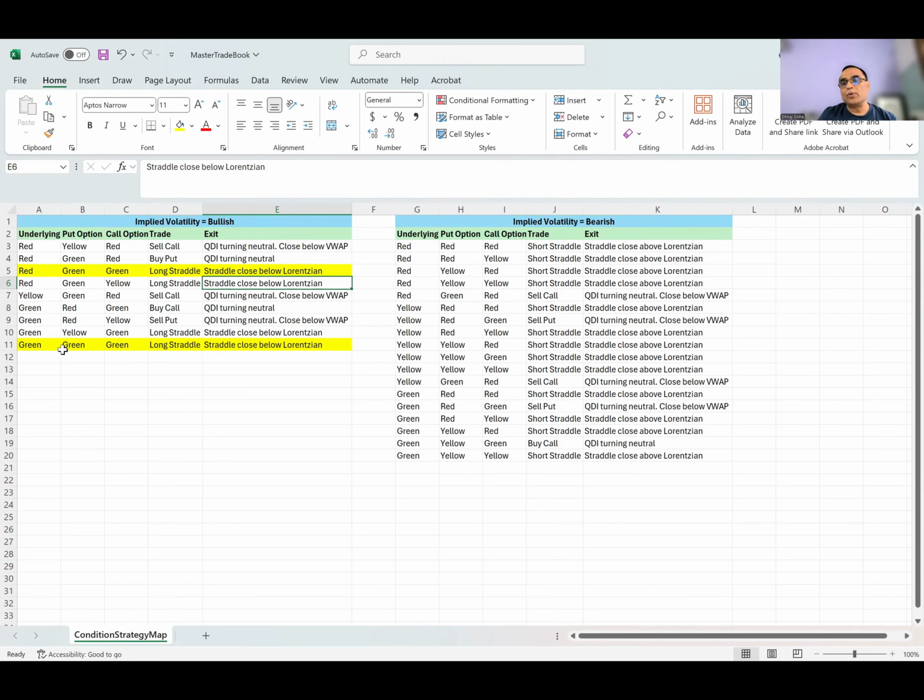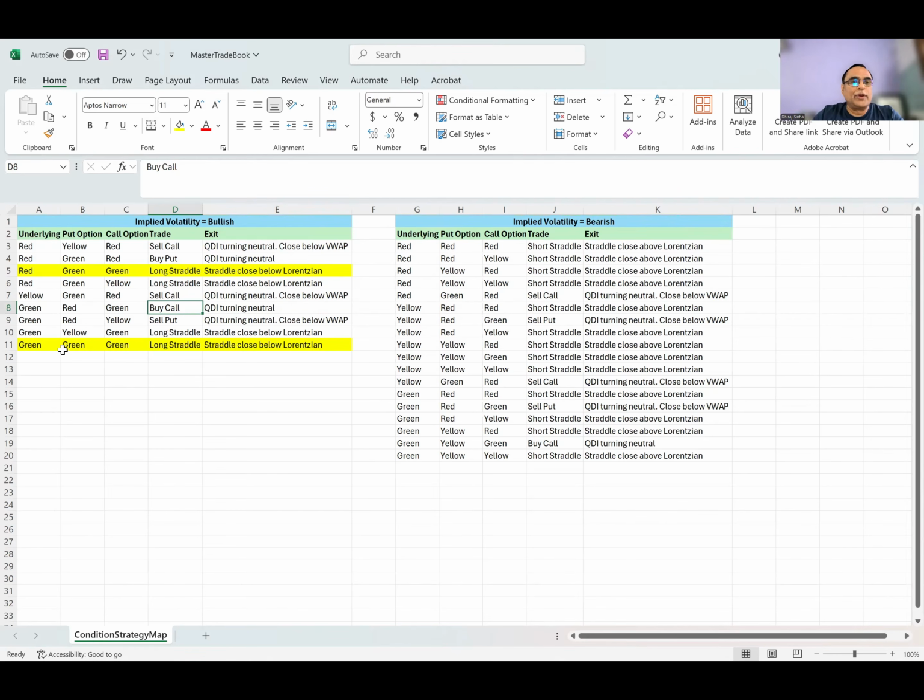After taking the trade, how do I exit? It is based on that particular chart. So in this example, if I have taken a long straddle, I will exit the long straddle when it closes below the Lorentzian indicator. Similarly, let me talk about a few other options.